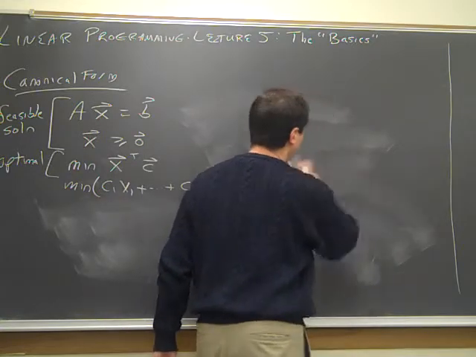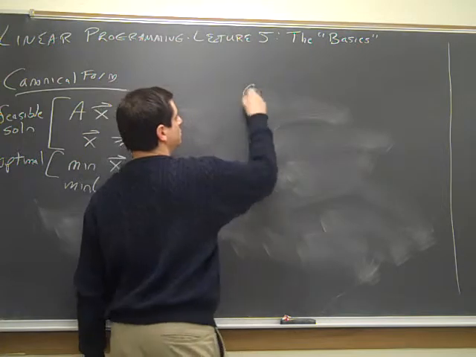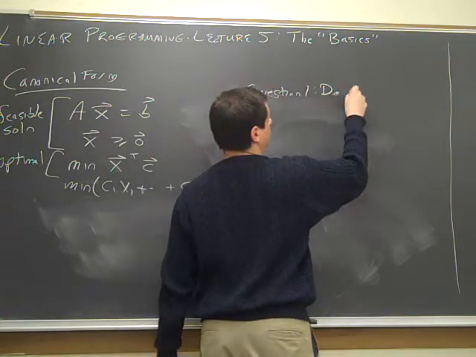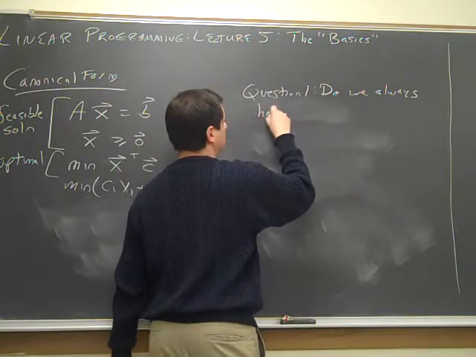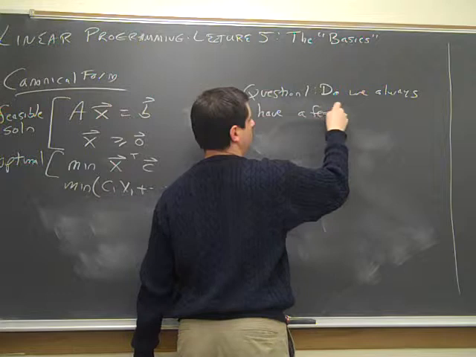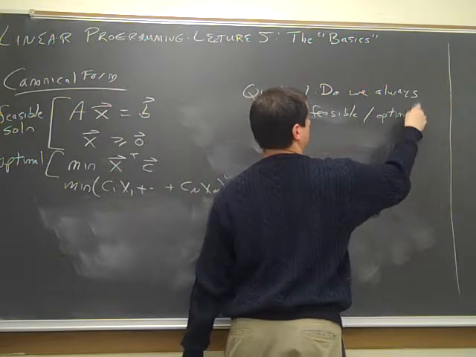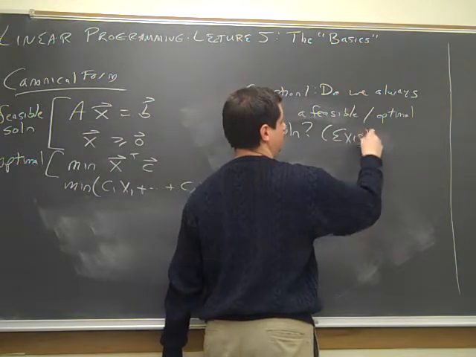Okay. So, again, the very first question you can ask about any mathematical object is, does it exist? So question 1. Do we always have a feasible, optimal solution? This is the existence question.